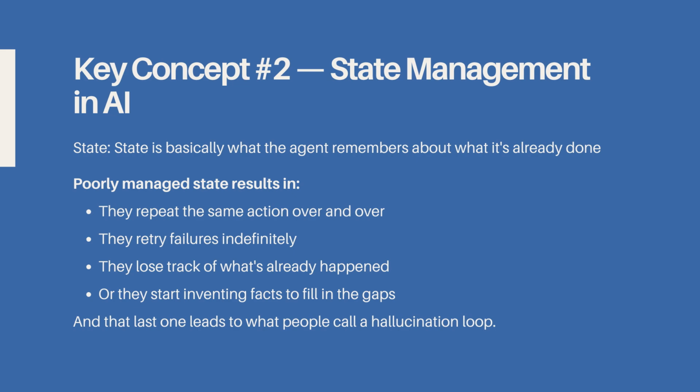leads to what people call a hallucination loop. A hallucination, just to define it quickly, is when the model produces something that sounds correct but isn't actually grounded in real data or real tool results. It's confident, it's fluent, it's just wrong. So, a hallucination loop is when the agent keeps generating confident next steps based on made up assumptions. And because it has tool access, it can actually turn those assumptions into real actions in the real world. That's where it gets dangerous.